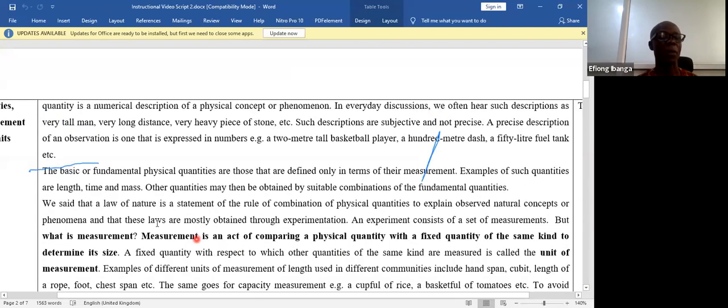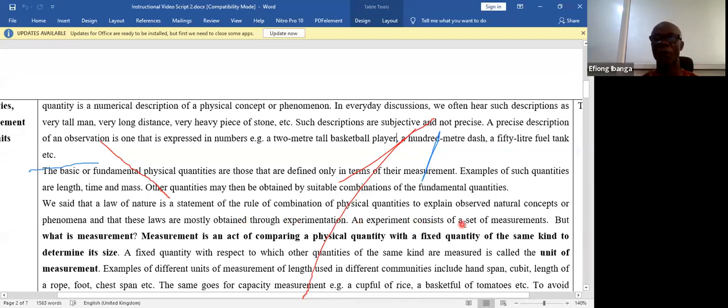Now, the basic or fundamental physical quantities are those that are defined only in terms of the measurement directly. Examples of such quantities are length, mass, time. Other quantities may then be obtained by suitable combination of these fundamental quantities. You know that. We said earlier on that a law of nature is a statement of the rule of combination of physical quantities to explain observed natural concepts of phenomena, and that these laws are mostly obtained through experimentation.